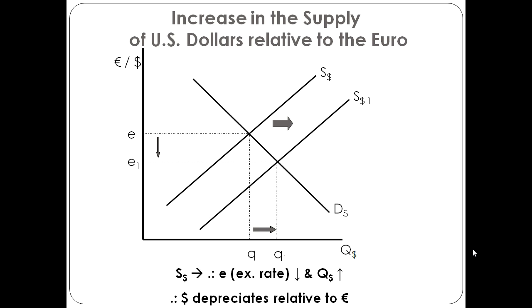And as you can see, we have a new equilibrium where supply of the dollar meets the demand for the dollar. And we can see here that we have a new exchange rate, E1, and a new quantity of dollars, Q1. So as we read the bottom here, the supply of the dollar shifted to the right, which implied that the exchange rate went down, and the quantity of the dollar went up. Because the exchange rate went down, the dollar depreciated relative to the euro. The dollar lost value.